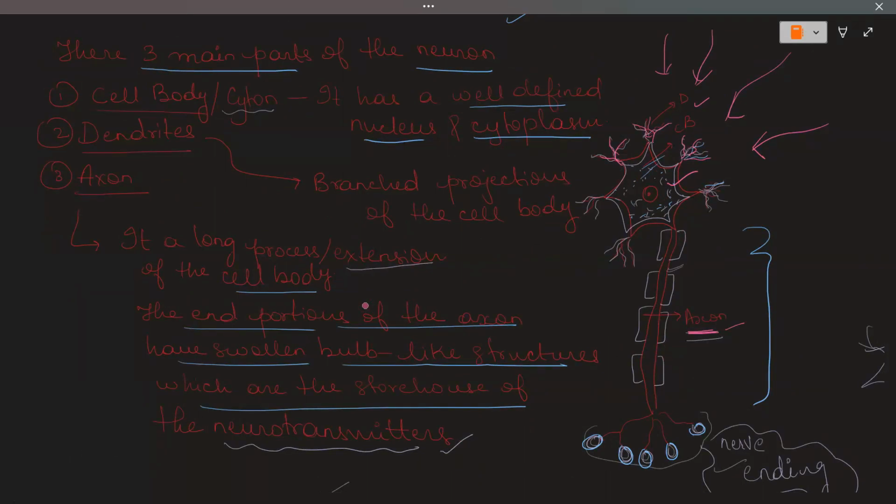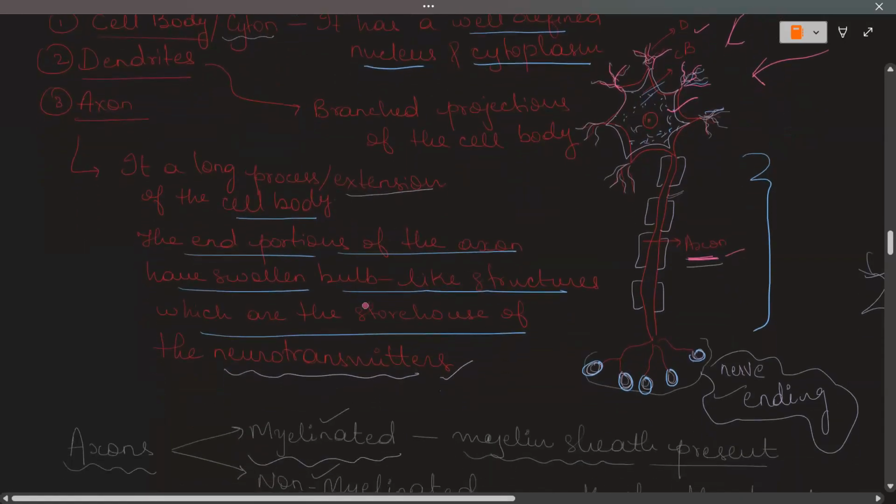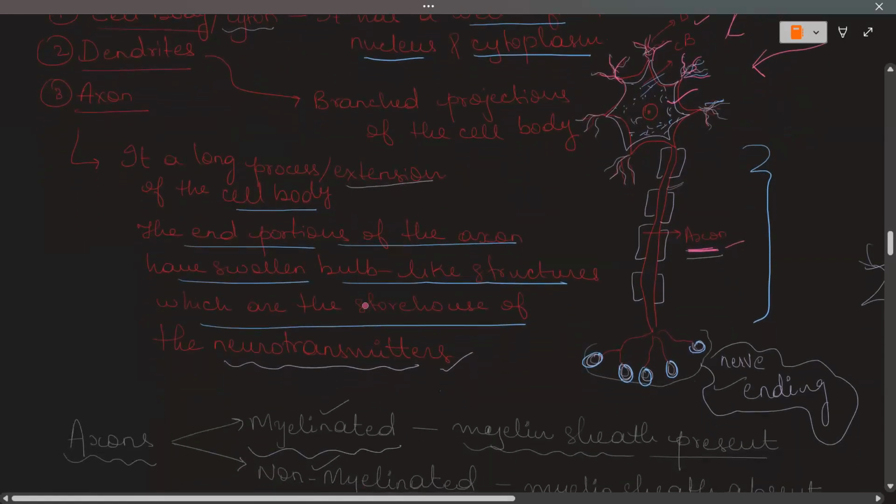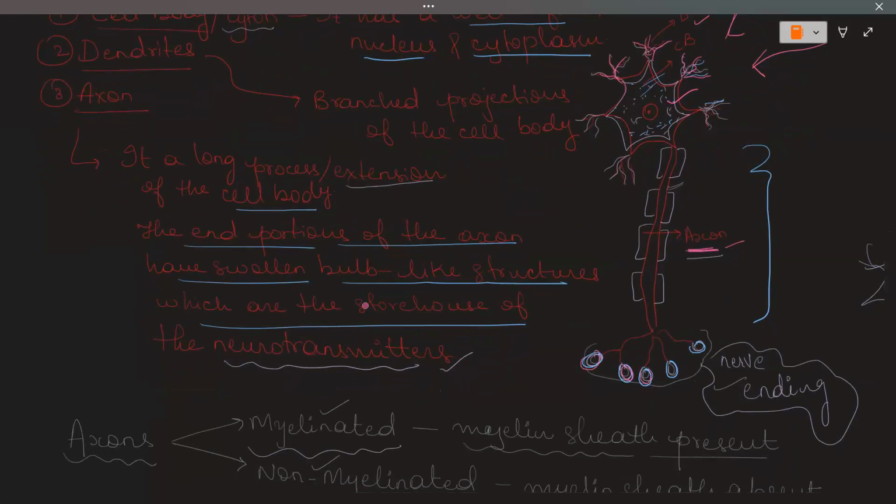Okay, very good. Now, this axon is a long process, or you can say it is a long extension of the cell body. And the end portions of the axon have bulb-like swollen structures present. These bulb-like structures are known as the nerve endings. Even though they are bulb-like structures, they have a proper structure present in them, and that structure is the neurotransmitter. These bulb-like structures are the storehouse of neurotransmitters.